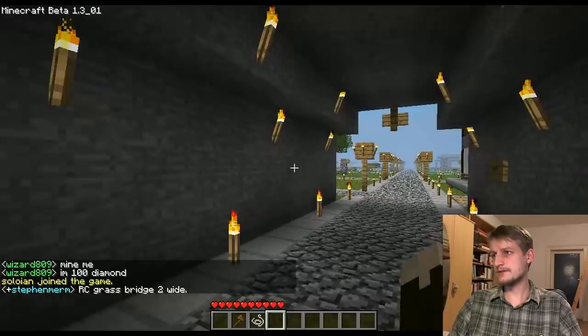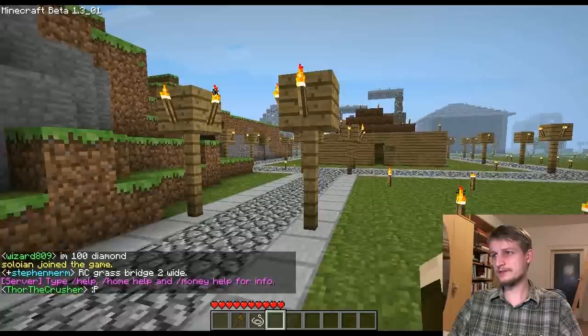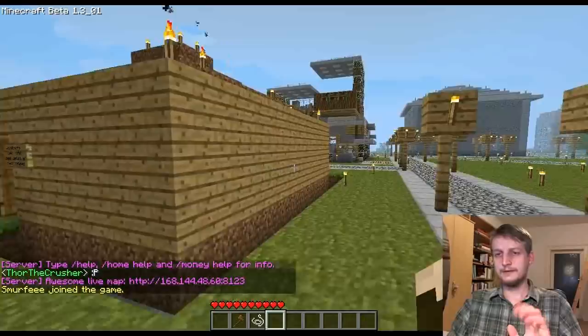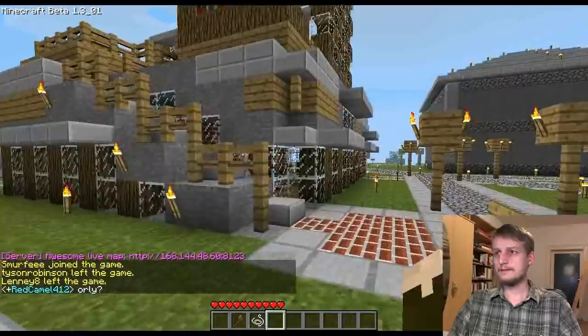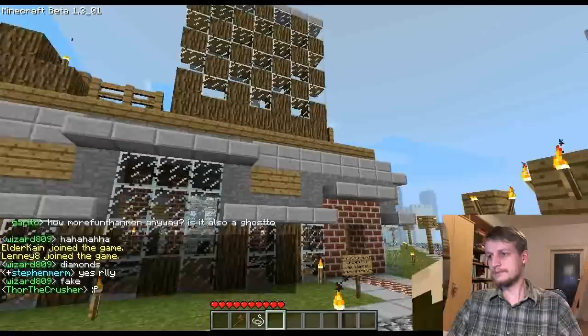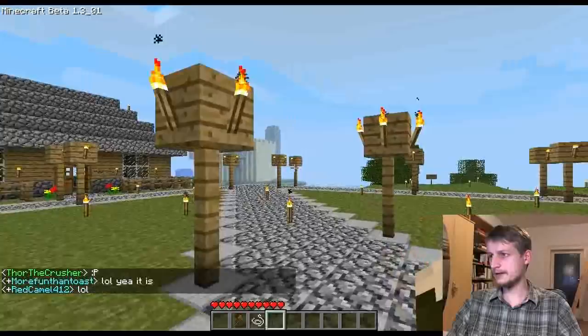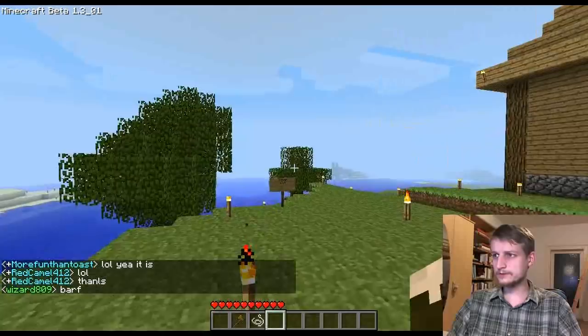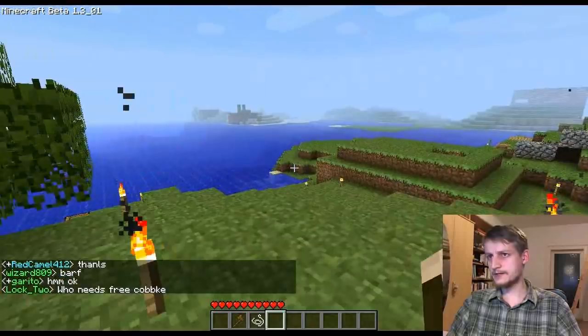So Spawntown has just started and people are building all around it. Grooves Deli upstairs, cheap food and atmosphere. Okay, yes. Castles. This is one castle. Another castle is being built over the water on that island by, I think, Lord Hazard.